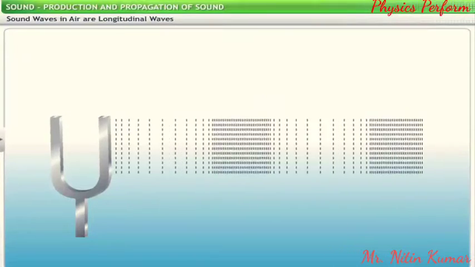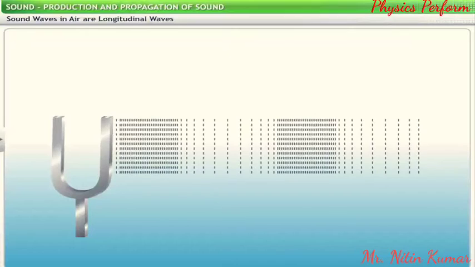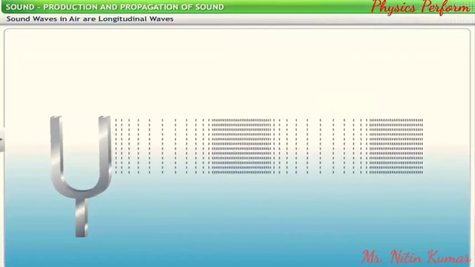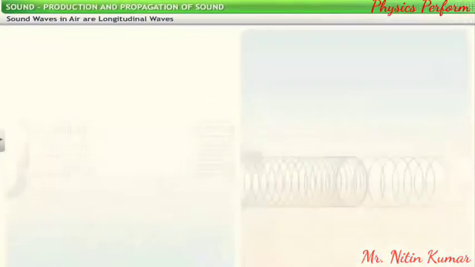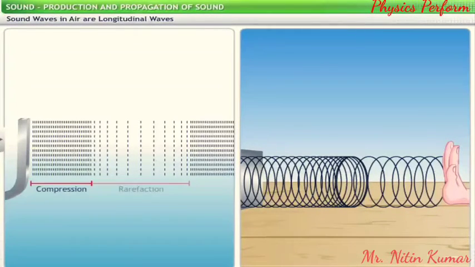Let's recall the tuning fork experiment. In sound waves produced by a tuning fork, particles of the medium vibrate in a direction parallel to the direction of wave propagation. This produces compressions and rarefactions in the wave, similar to that in the pattern shown by a slinky. Thus, we can see that sound waves in air are longitudinal waves.